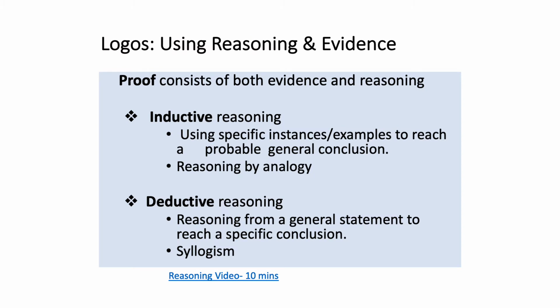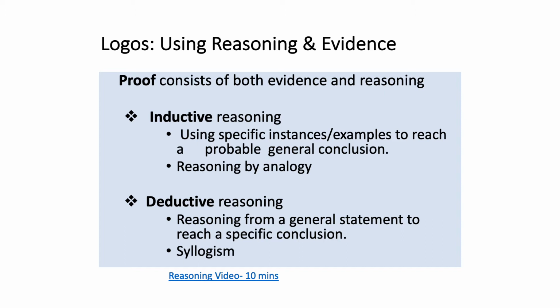So when we talk about logos, we're talking about using reasoning and evidence. We should be able to follow the train of thought, which is your reasoning, and we'll look at an example of that later. And we support our reasons with evidence. So when we are talking about persuasion, we need to have both of these components. We look at whether you are proving your point by your use of both of these. So proof is evidence and reasoning.